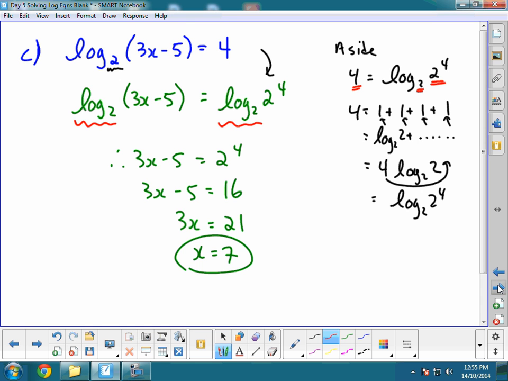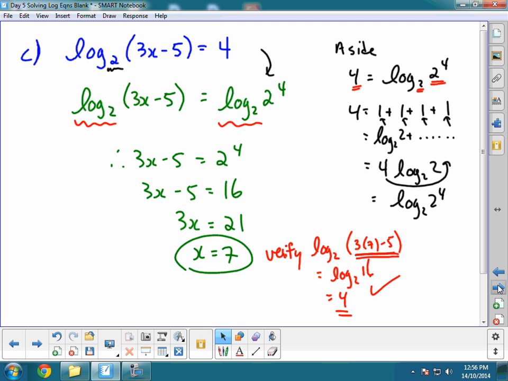I should just verify. It'll be log 2 of 3 times 7 minus 5. That's going to be positive, right? It'll be 21 minus 5, so it's log 2 of 16, which is 4, so it works. I really didn't necessarily need to show that it's 4. I just needed to care that this was a positive number. Or better yet, that this 7 didn't produce the log of a negative, which is not allowed.